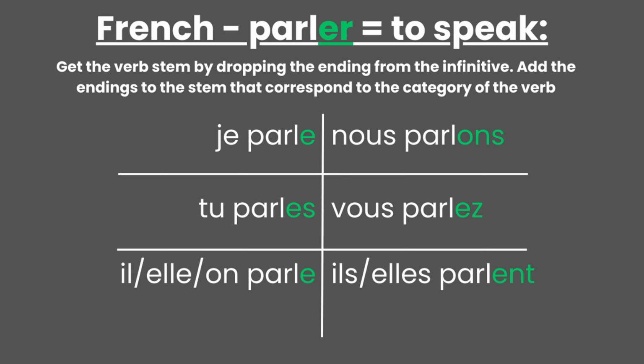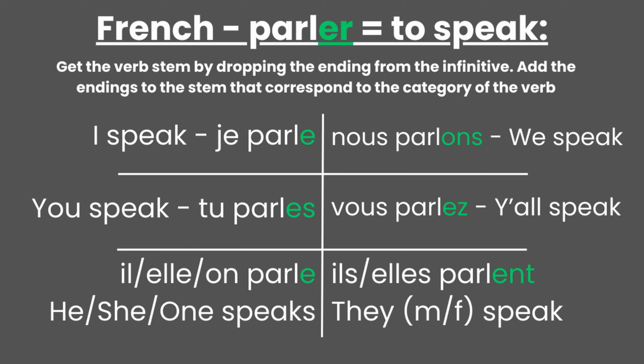For tu, add es. For il, elle, on, add e. For nous, add ons. For vous, add ez. For ils, elles, add ent. Je parle. Tu parles. Il, on parle. Nous parlons. Vous parlez. Ils, elles parlent.